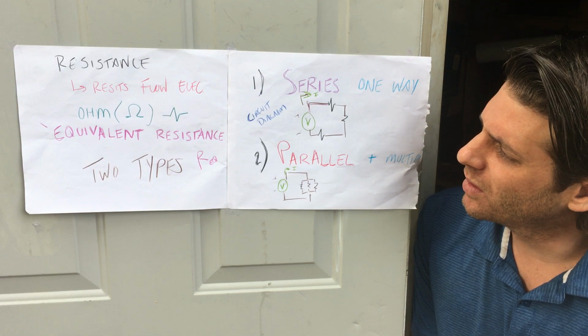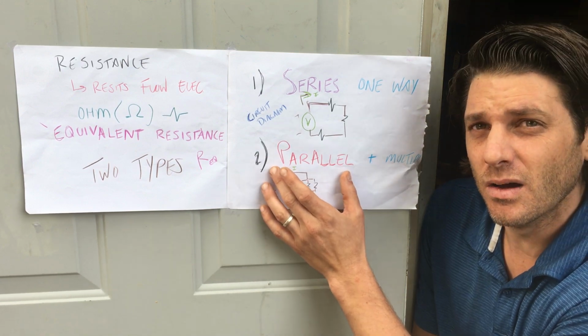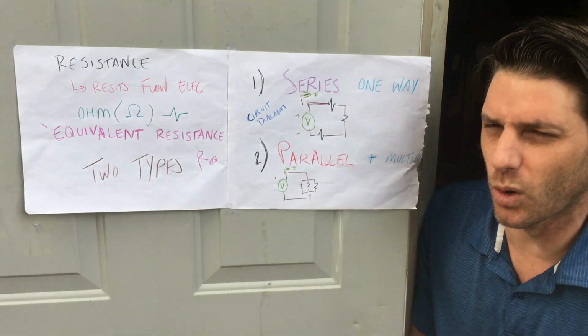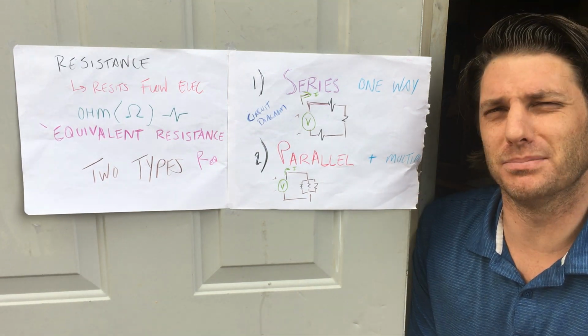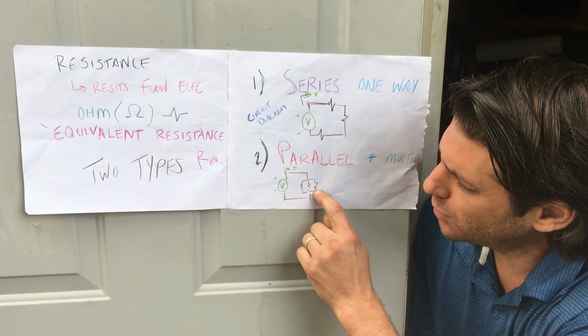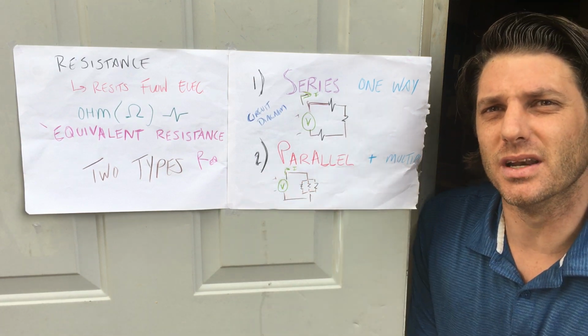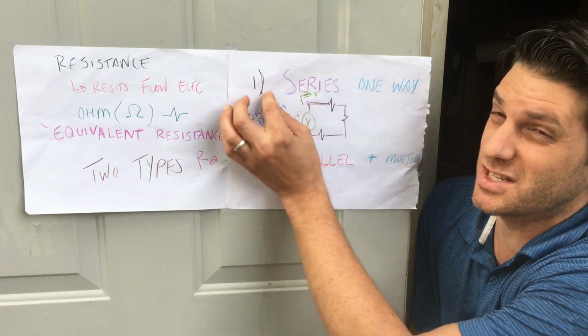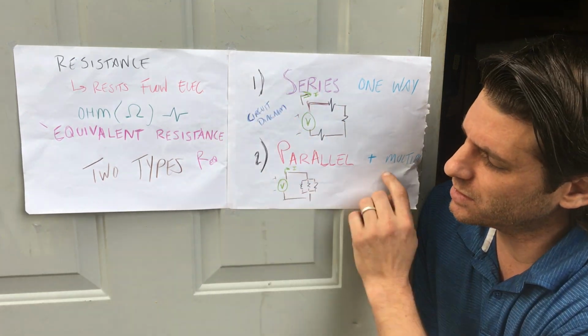In terms of parallel, what we have is more than one path, which is pretty much where the name comes from. Just like this, you come up and you have multiple ways to get back to it. So as a standard, series is one way, and parallel is multiple ways.